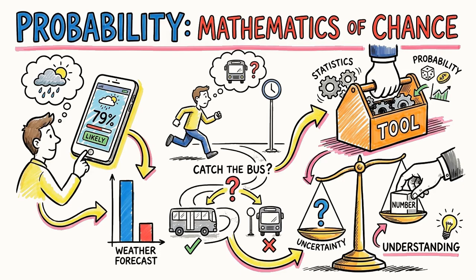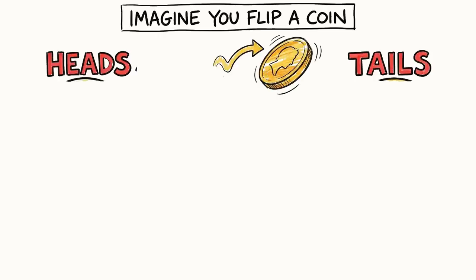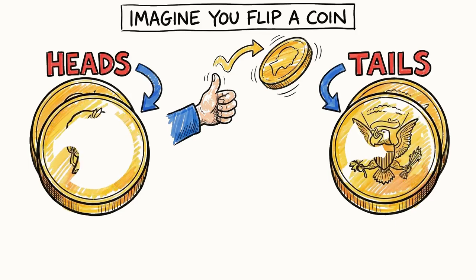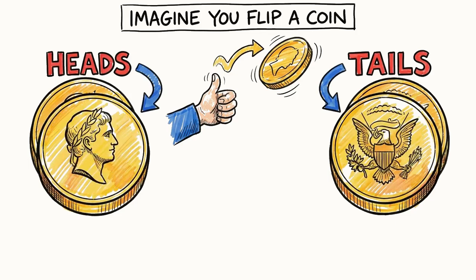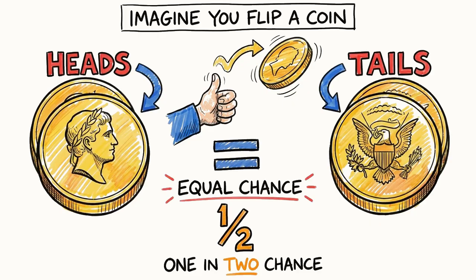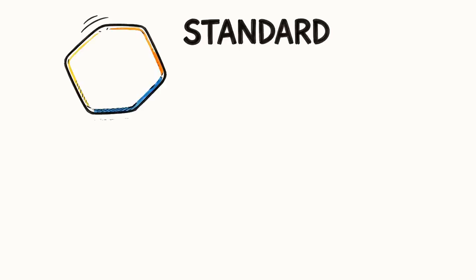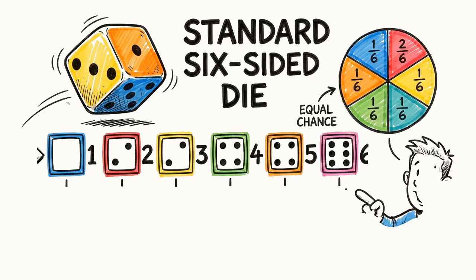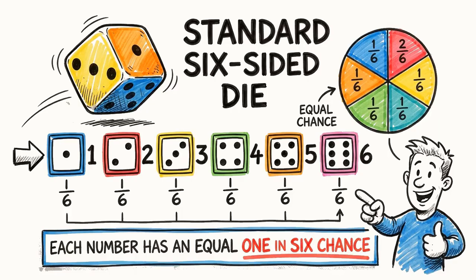Imagine you flip a coin. There are only two possible outcomes, heads or tails. Since the coin isn't weighted, neither side is favored over the other. Each has an equal chance of landing face up, a 1 in 2 chance. Now, picture rolling a standard 6-sided die. Each number, from 1 to 6, has an equal 1 in 6 chance of appearing.